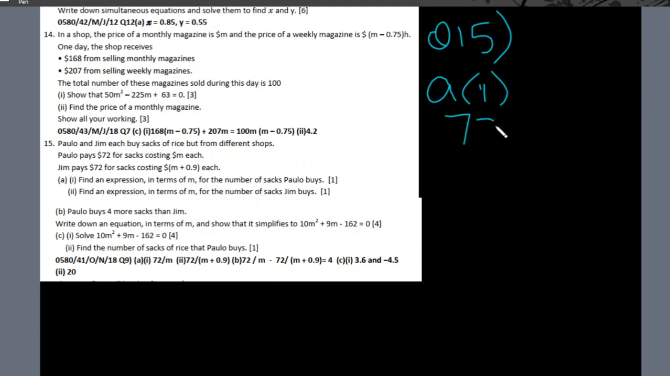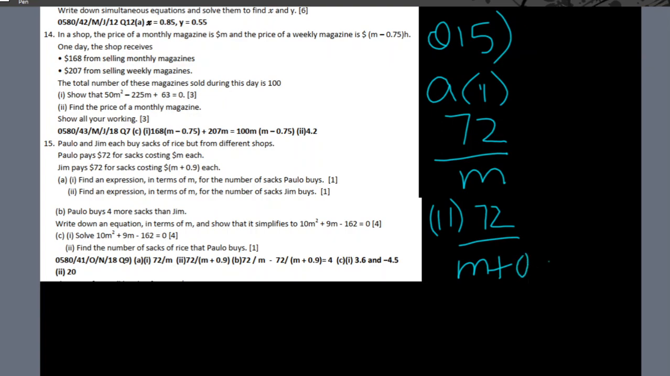He spends $72 and each costs M. So 72 over M is the answer for part 1. For part 2, similarly find the expression in terms of M for the number of sacks Jim buys. That will be 72 over M plus 0.9.